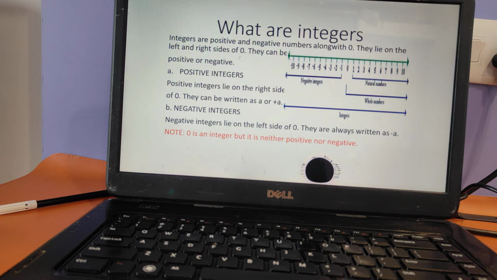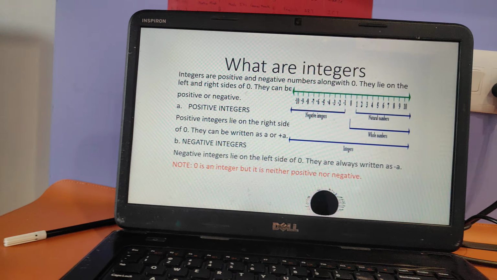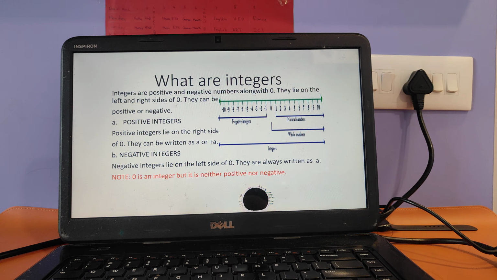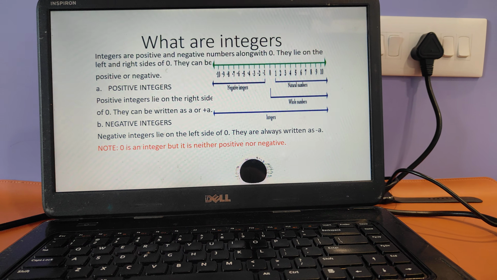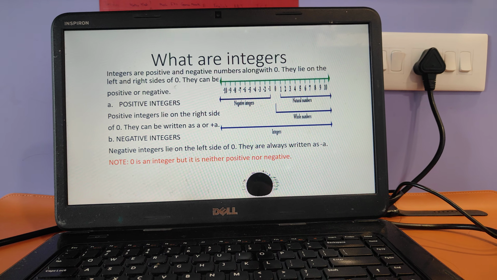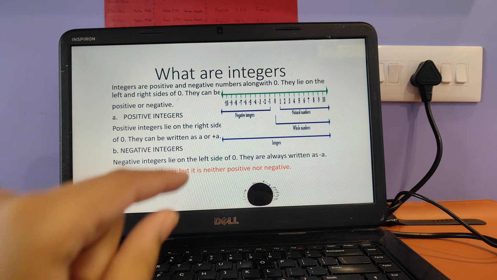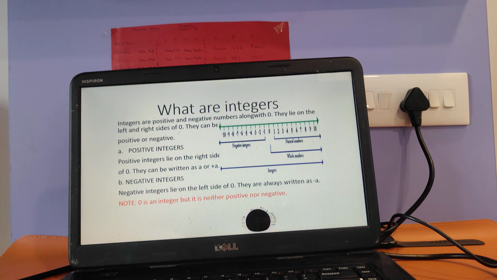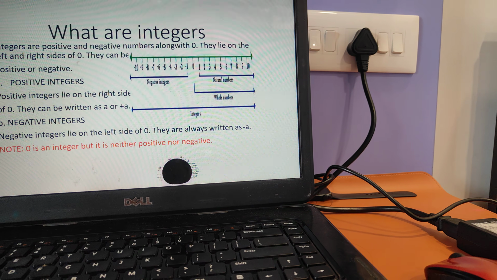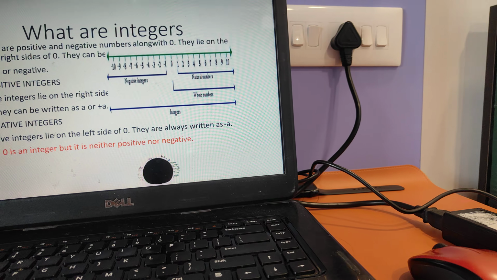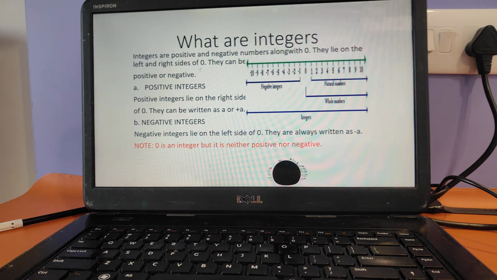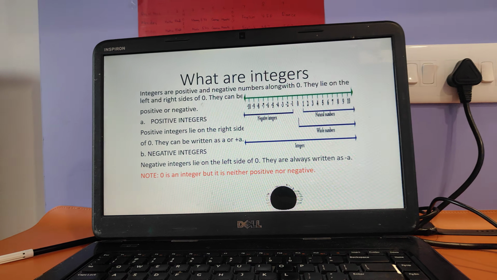Let's go deeper. So what are integers? They are basically the positive and negative numbers along with 0. They lie on the left and right sides of 0. If you want to see it better, then look at the number line. 0 is at the middle. On its right there are all the positive integers. On its left there are all the negative integers. With this we have two types of integers, positive and negative.